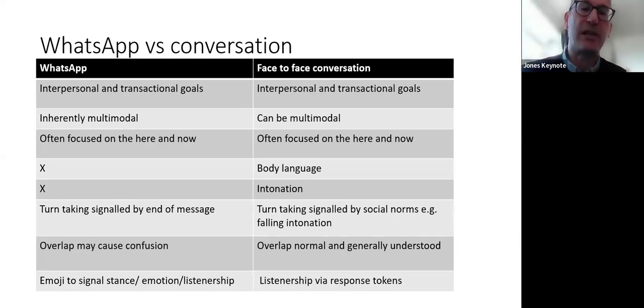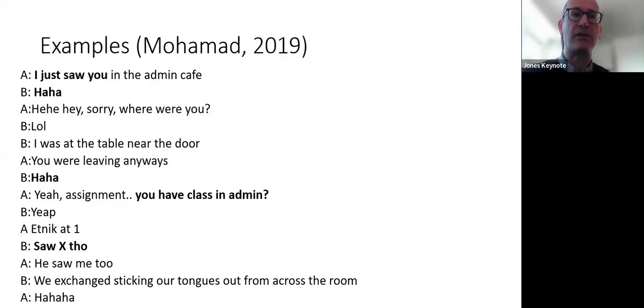And the last thing we can say in general is that WhatsApp use, of course, things like emoji to signal stance, emotion, listenership, whereas in face-to-face conversation, listenership comes via, of course, body language, but also response tokens. People say things like, yeah, that's right, that's interesting, etc. Okay, so those are some general differences. Let's look at a couple of examples, and then we'll look at some more specifics and get into the language a little bit. Okay, so here is one example from Mohammed's data.